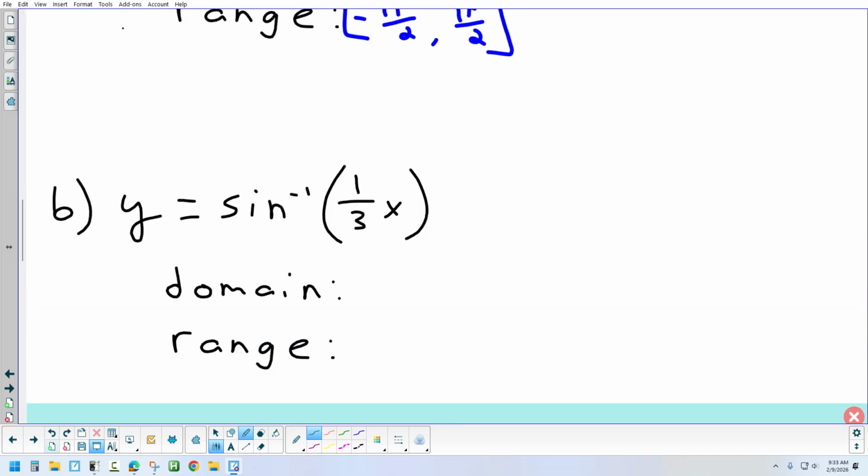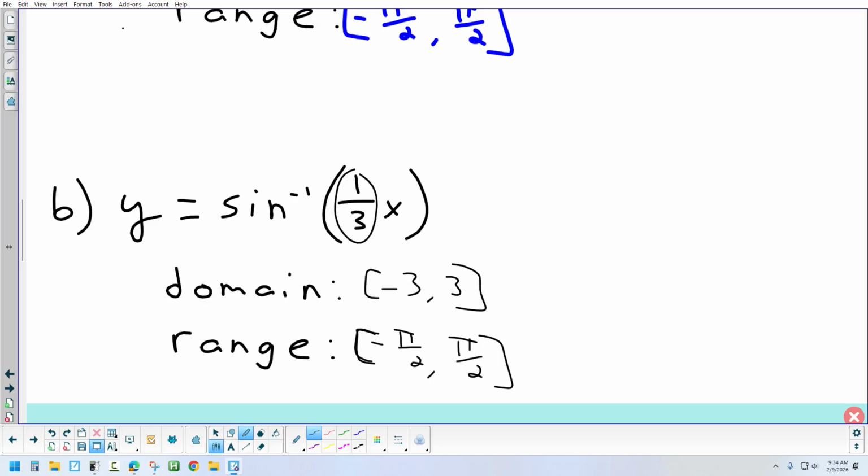Let's try this one. What is not going to change this time? Range, so we just did it last time, -π/2 to positive π/2. And you might be able to figure out the domain. If you can't do it in your head, you could set up the inequality. But anyone think they can tell me the new domain of inverse sine? It would be -3 to 3, because the original domain is -1 to 1. This 1/3 stretches everything 3 times as much. So it's -3 to 3.